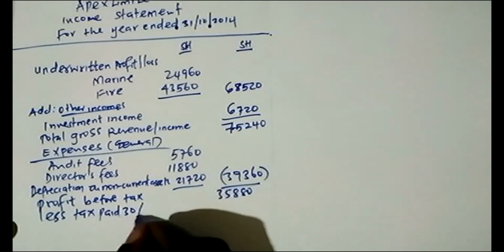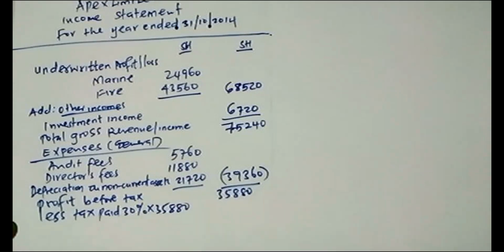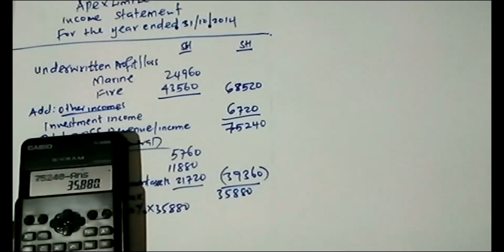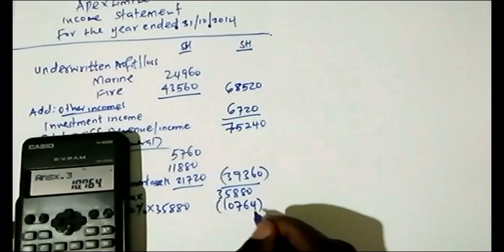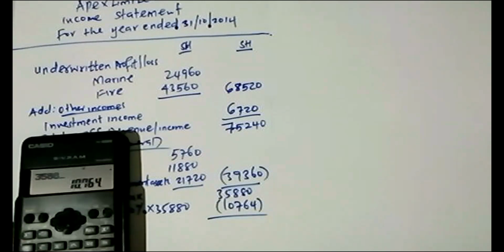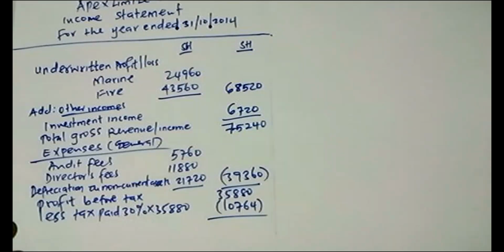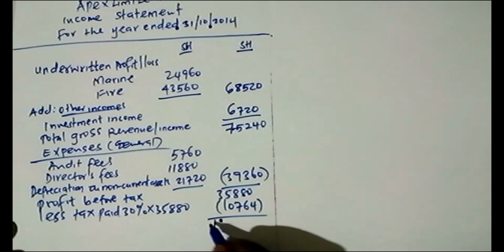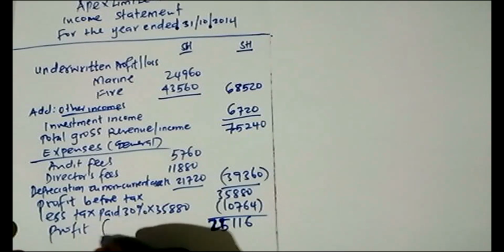So tax paid is 30% of the value. So 35,880 times 0.3. So that is 10,764. So 35,880 minus the answer, we get 25,116. So that is profit for the year. So this is the 25,116. That is what we call profit for the year.